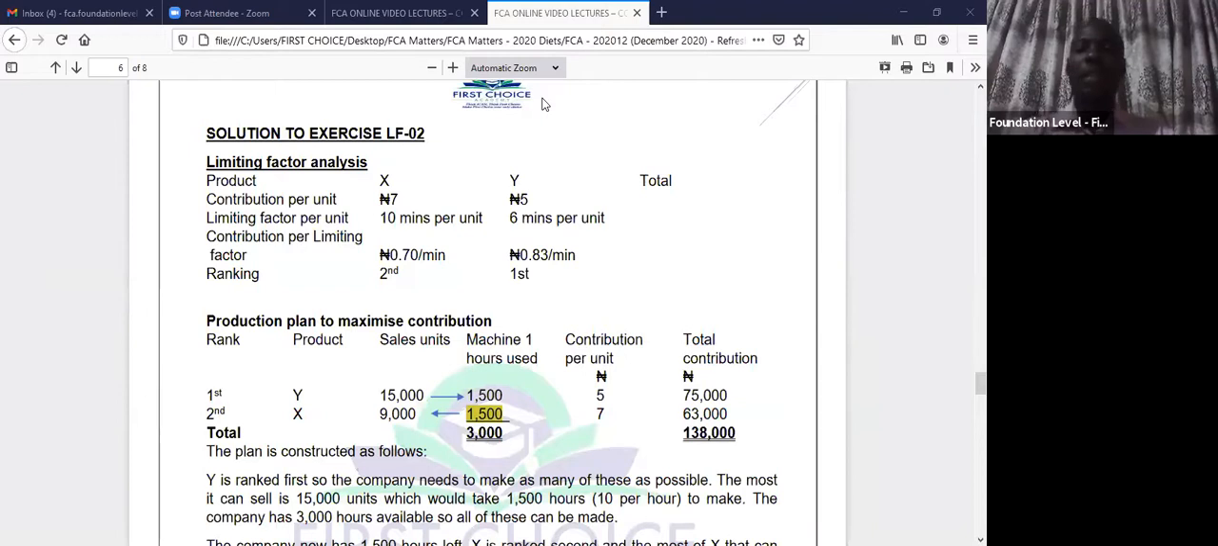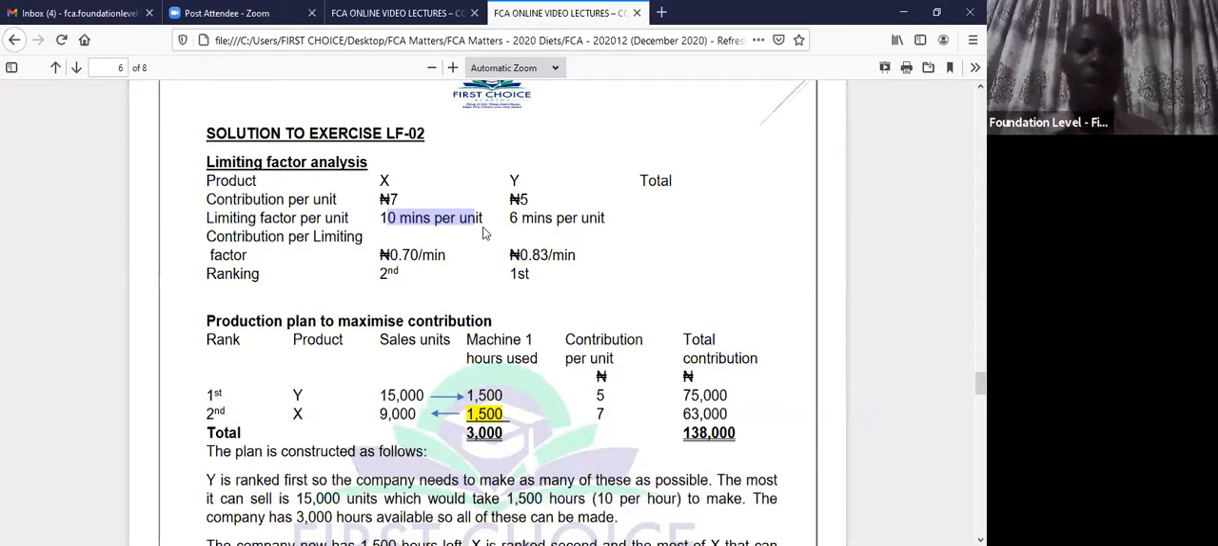Okay, now I was analyzing that. How do you know that it is 9,000 units that you are going to use? It's either you do it this way: 1,500 hours remaining. And we want to know this: 10 minutes per unit is equivalent to 6 units per hour.